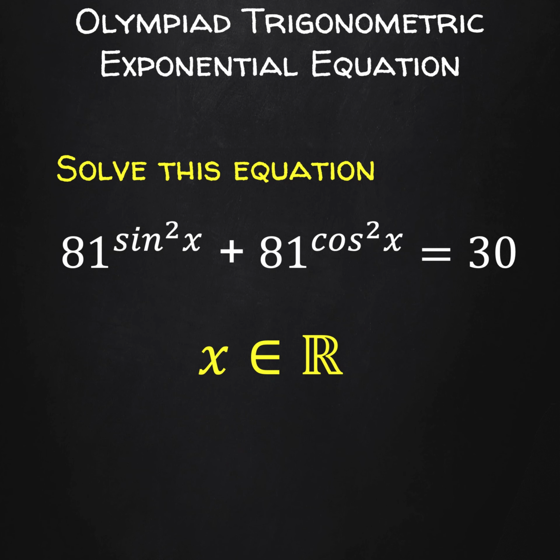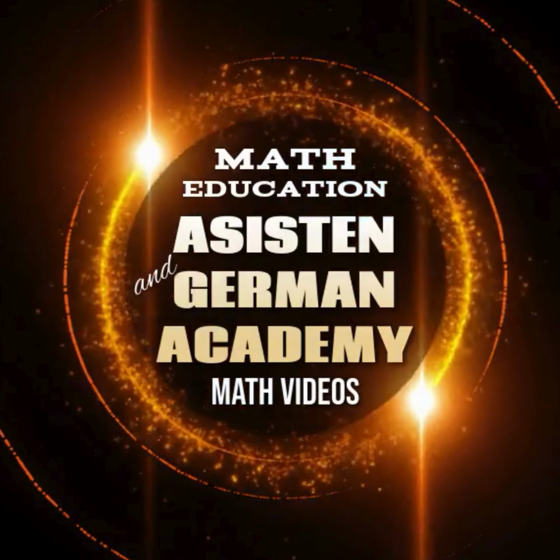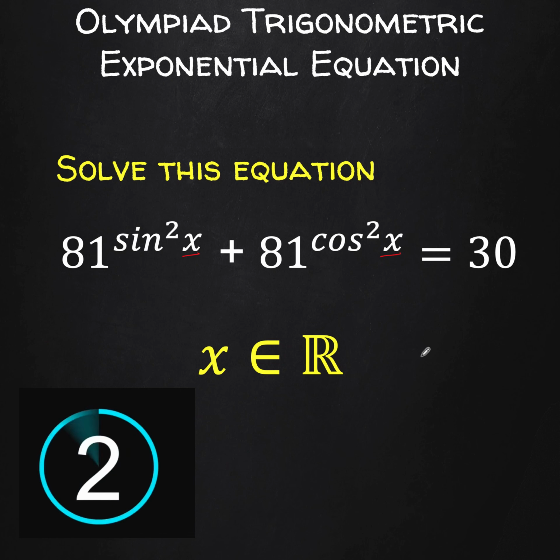In this video, we are going to solve this trigonometric exponential equation: 81 raised to sine squared x plus 81 raised to cosine squared x equals 30. Find the value of x. Notice that in this problem, we are solving for x, which is the angle of the trigonometric function. You can pause the video and see if you can solve this Olympiad problem.